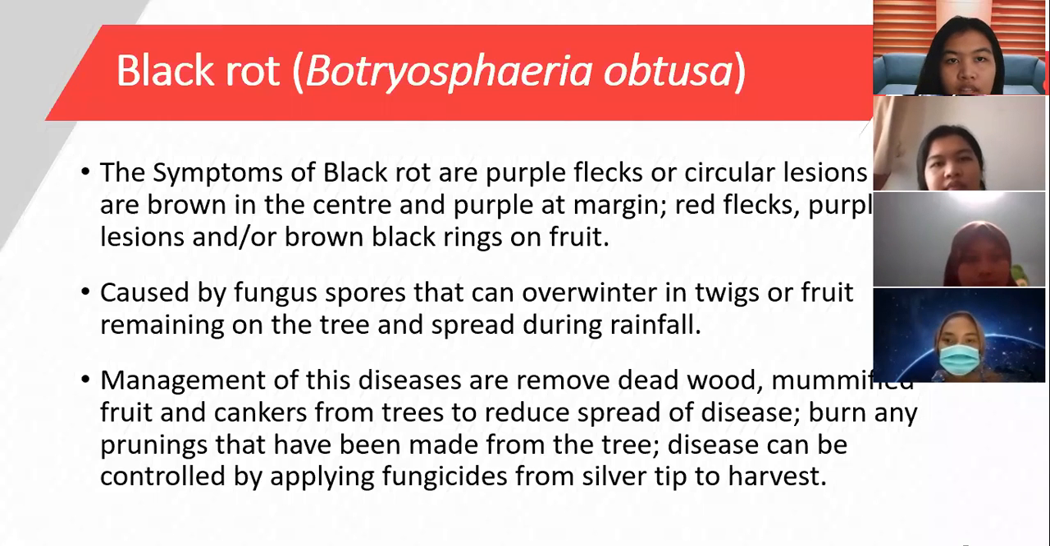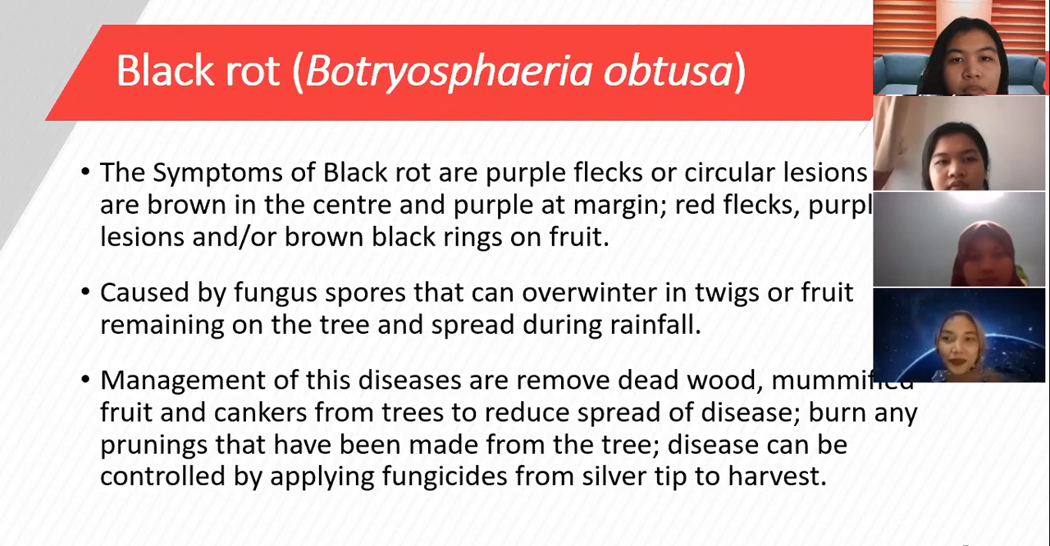The second one is black rot, or Botryosphaeria obtusa. The symptoms of black rot are purple flecks or circular lesions which are brown in the center and purple at the margin, red flecks, purple lesions, and or brown black rings on fruit, caused by fungus spores that can overwinter in twigs or fruit remaining on the tree and spread during rainfall. Management of this disease is to remove dead wood, mummified fruit and cankers from trees to reduce spread of disease, and burn any prunings that have been made from the tree. Disease can be controlled by applying fungicides from silver tip to harvest.